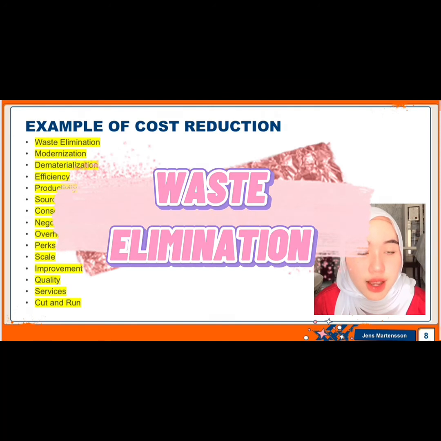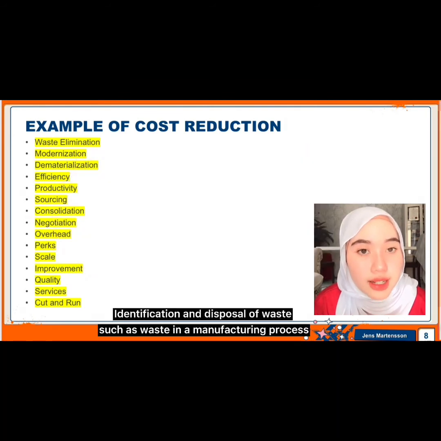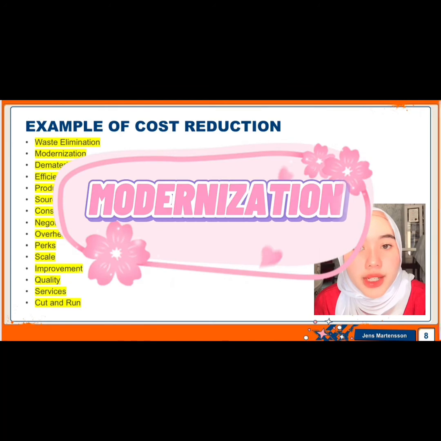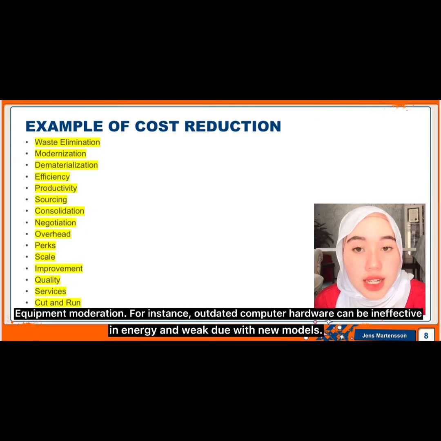Waste elimination. Waste elimination is identification and disposal of waste, such as waste in the manufacturing process. Two is modernization. Modernization is equipment modernization. For instance, outdated computer hardware can be inefficient in energy, and we replace it with a new model.